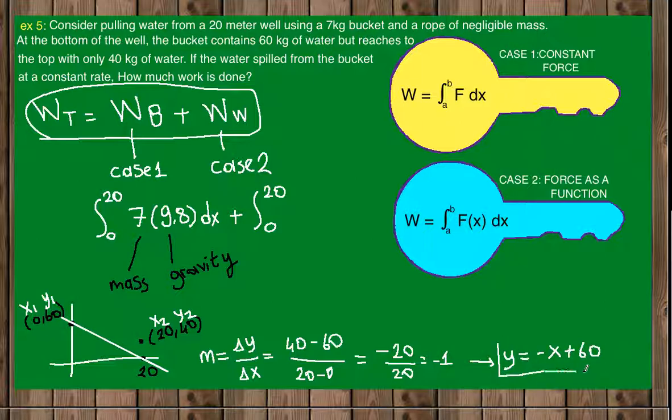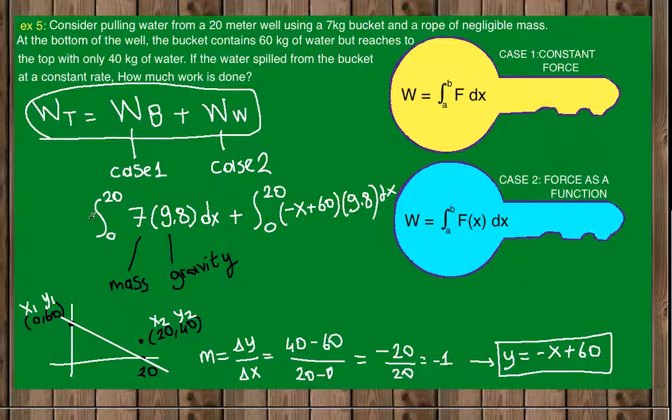So this is our force as a function of x. So our integration from 0 to 20, negative x plus 60 times gravity, which is 9.8. Again, we have to consider gravity here because our weight is in the metric system, which is kilograms, dx.